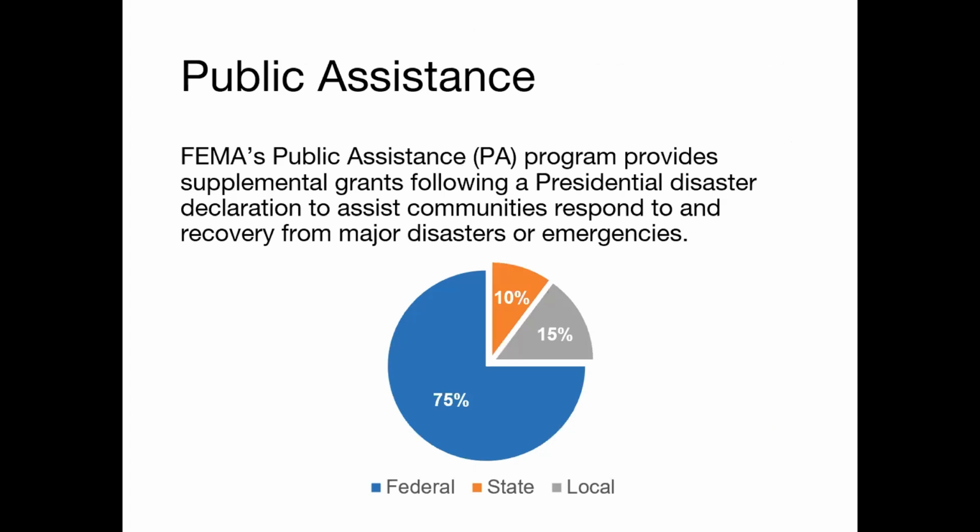The public assistance program provides grants to assist communities respond to and recover from major disasters or emergencies. Generally, the funding cost share is 75% federal, 10% state, and 15% local. For flood events, the state share is contingent on a county or city's participation in the National Flood Insurance Program. If a county or city is not participating in NFIP, they would be responsible for the full cost share amount of 25% non-federal share.